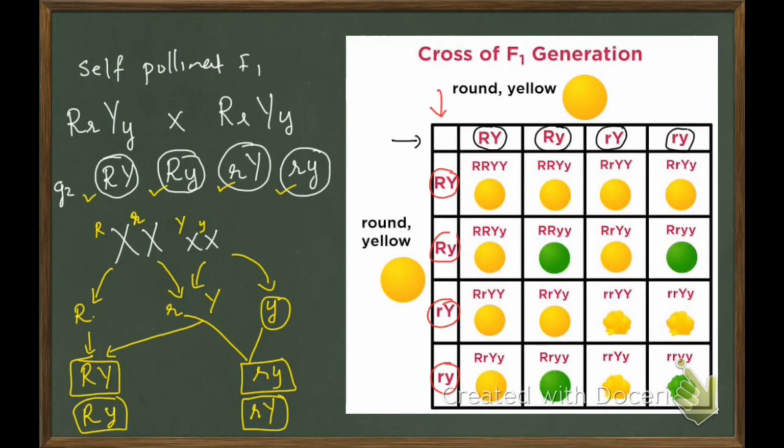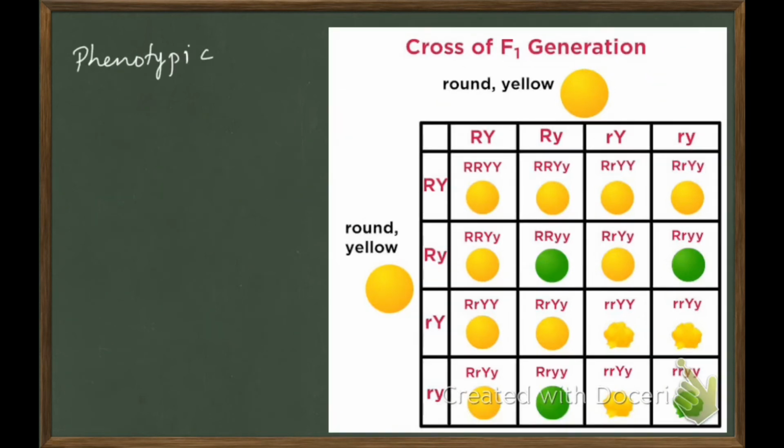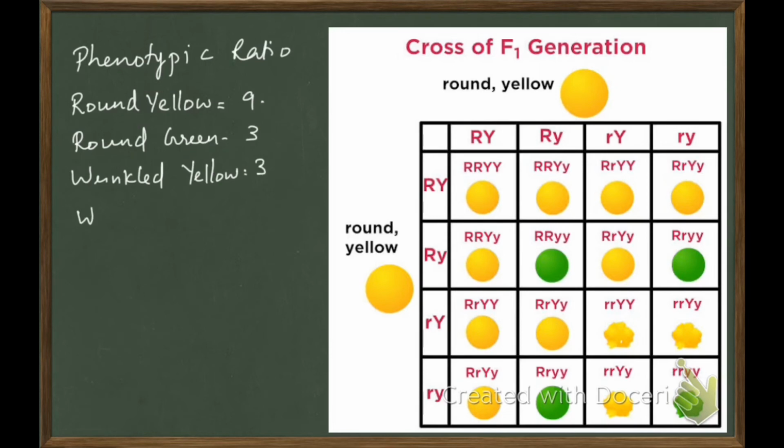This Punnett square explains to us the different types of combinations of offspring which can form during the second generation. I'll take first example, round yellow. We can have 16 different combinations. First, we'll see phenotypic ratio. 9 round yellow, then round green, it is 3. Next is wrinkled yellow, that is 3, and wrinkled green 1. 9 is to 3 is to 3 is to 1.